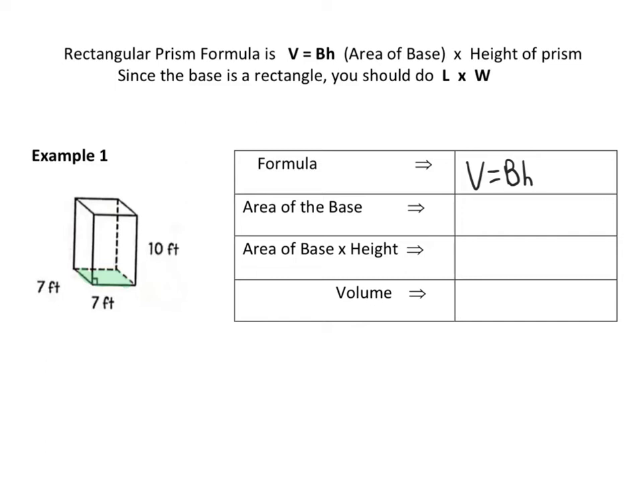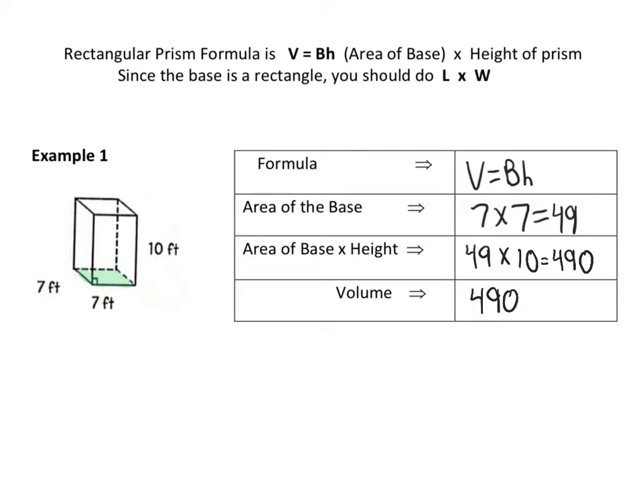So I'm going to do 7 times 7, length times width, to get 49. Now I'm going to do times the height, so I do 49 times the height of the entire prism is told right here. From the bottom to the top is 10. And that gives me 490. And that would be my answer.